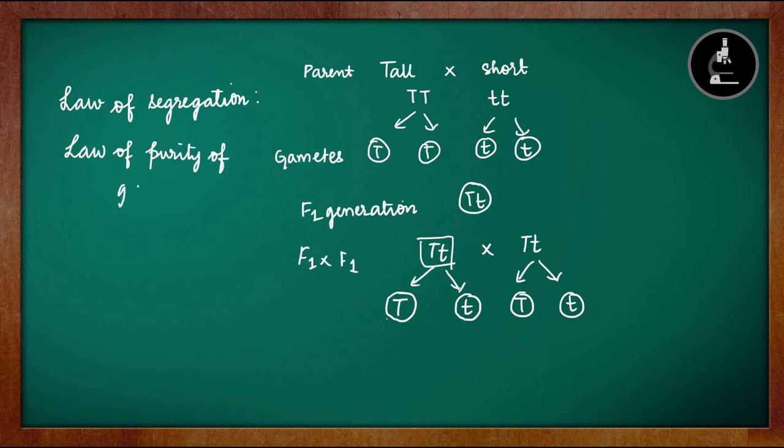Because the gametes here are very pure. There is no mixing of character. If there was any mixing of character, then this would not have a pure T, or this would not have a pure small t. So what is this law exactly about?